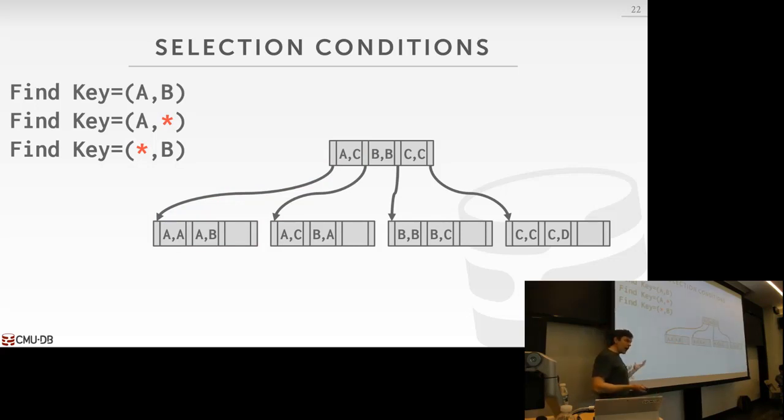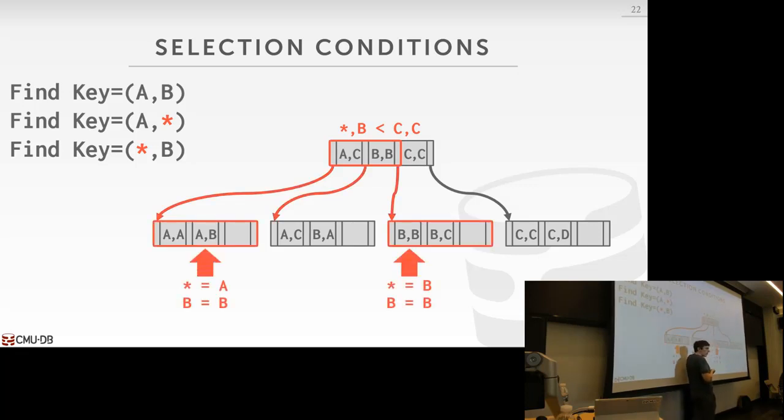So the way you actually end up implementing this is you try to figure out, at least in the root node, which portions of the tree do I need to look at? There could be something there. So in this case, I know that no matter what I have for the first value, the second value always has to be less than C. So I don't need to look at this one over here. I only need to look at these other ones.